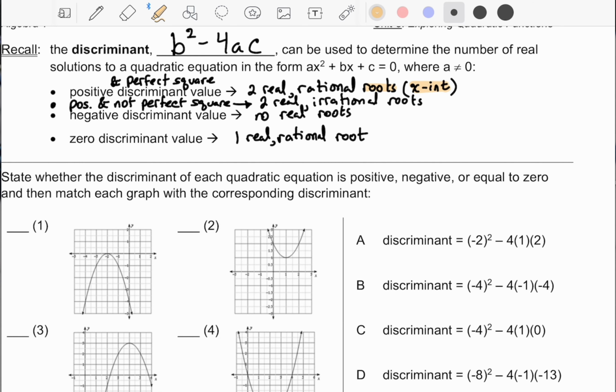So, what we want to be able to do is reconcile our knowledge of discriminants with our knowledge of what a parabola looks like. All right, so basically, the first two bullet points are going to involve two x-intercepts. They may not be pretty, but there will be two of them. So two x-intercepts. The case of no real roots would be no x-intercept. And the case of one real root would be one x-intercept.